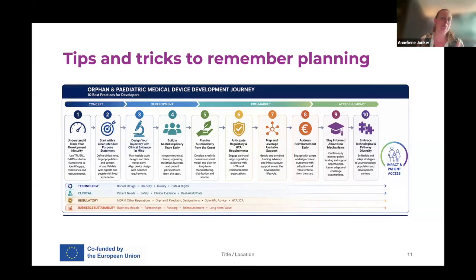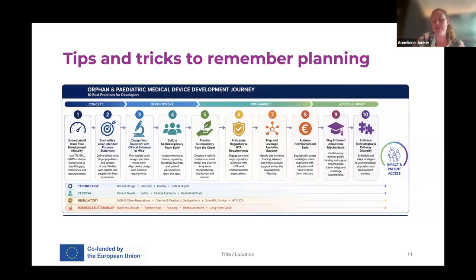Then, in terms of development, I think the third tip or trick is to design your trajectory with clinical evidence in mind. Plan a feasibility study design really well. Think about your data needs quite early on. The fourth overall tip or trick is to build a multidisciplinary team quite early on. Really bring all these different people together, from patients to clinical experts to technological experts, regulatory experts, reimbursement experts and marketing experts, to truly make them all come together.